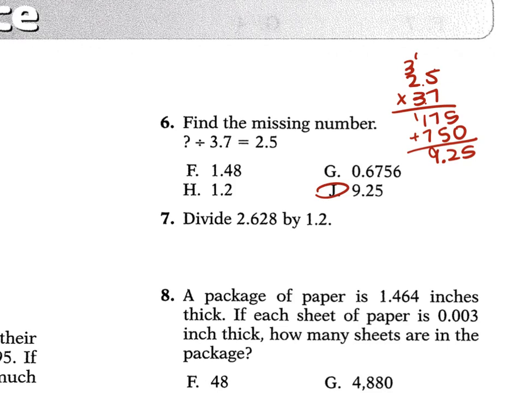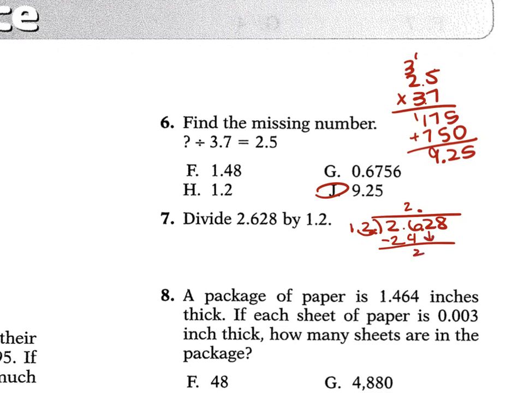For 7, we have to divide 2.628 by 1.2. So I am going to put that 1.2 on the outside and the 2.628 on the inside. I make this a 12, this a 26.28, so I am going to move my decimal point over. 12 goes into 26 twice with 24. I subtract, I get 2.